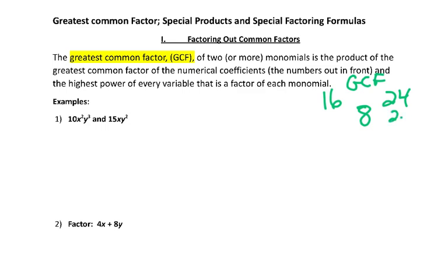And you could get these by doing a factor tree to get the prime factors, right? 24 is going to be 2 times 2 times 2 times 3. 16 is going to be 2 times 2 times 2 times 2. What do they have in common? They both have in common three 2's, which, bam, bam, that becomes the 8.